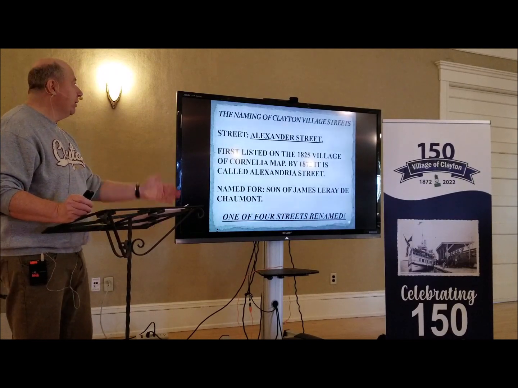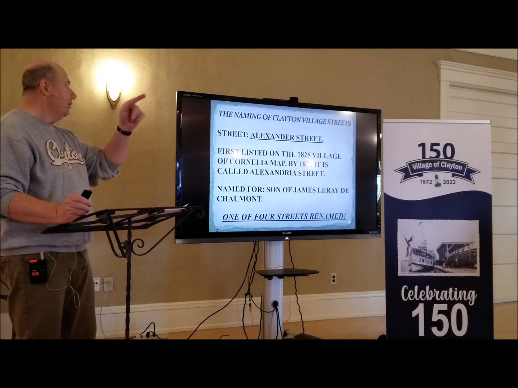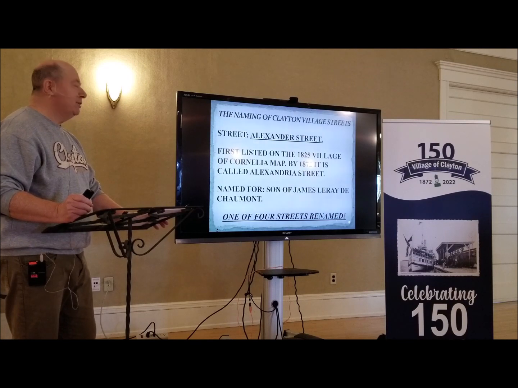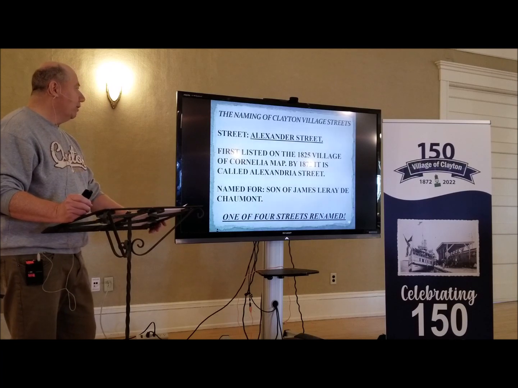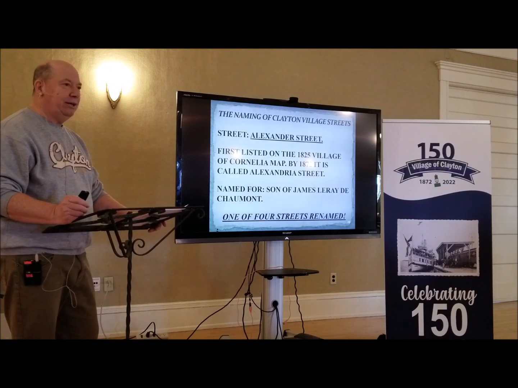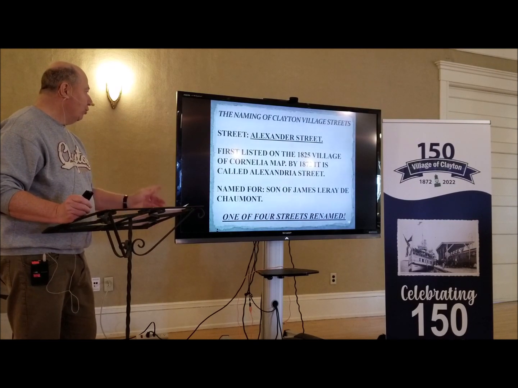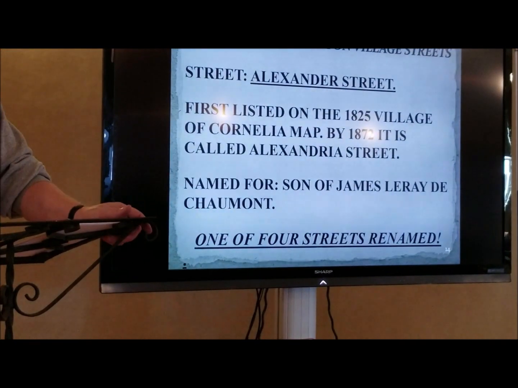All right? So here we've got Alexander Street, first listed on the 1825 Cornelia map. By 1872, it is called Alexander Street, and it was named for the son of James LaRae de Chaumont. This is Vincent's brother. All right. Now, it was one of 4 streets that was renamed. All right, and when I say renamed, to what is it today?